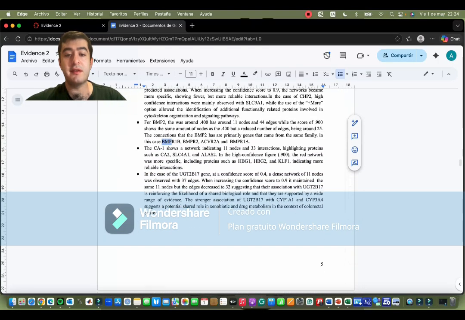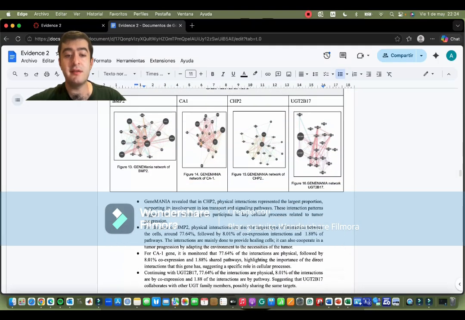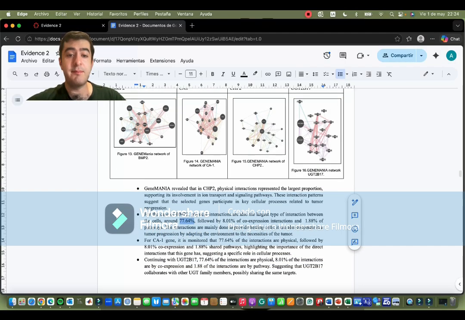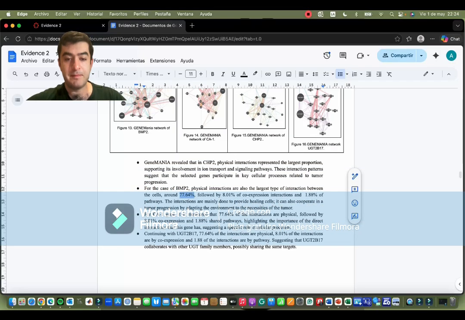The next part of the analysis that we did was the GeneMANIA analysis to see the interactions that the gene has with other genes. In the case of the BMP2, the interactions were mainly physical. Around 76.64% of the interactions were physical, meaning that all the processes to transport main components throughout this cell, through this gene, were primarily done by protein, signifying the importance of this gene.